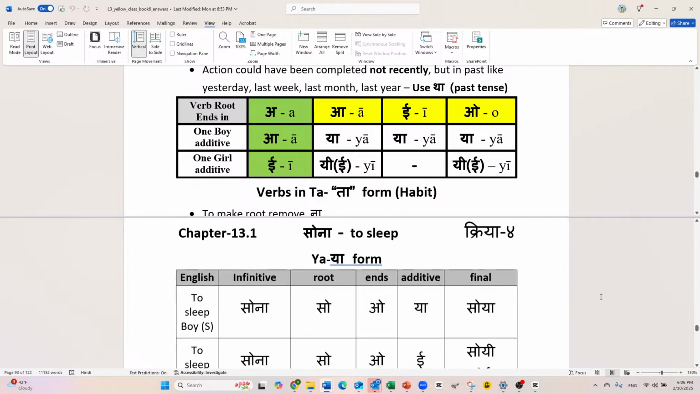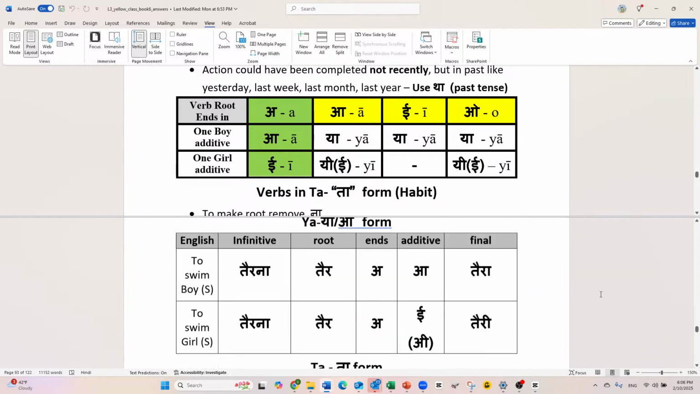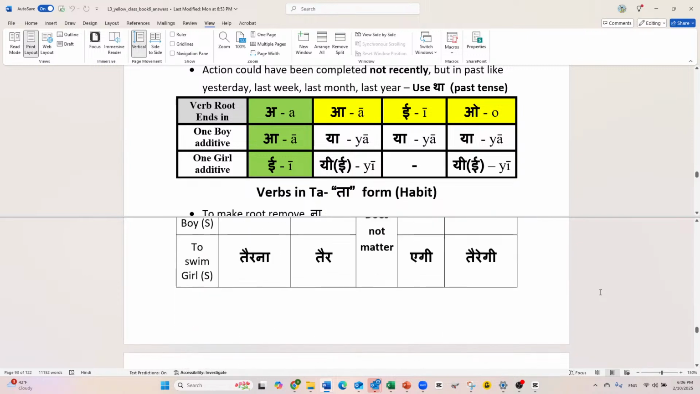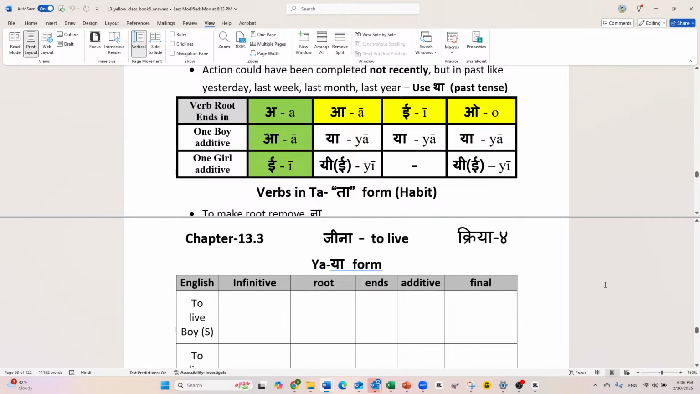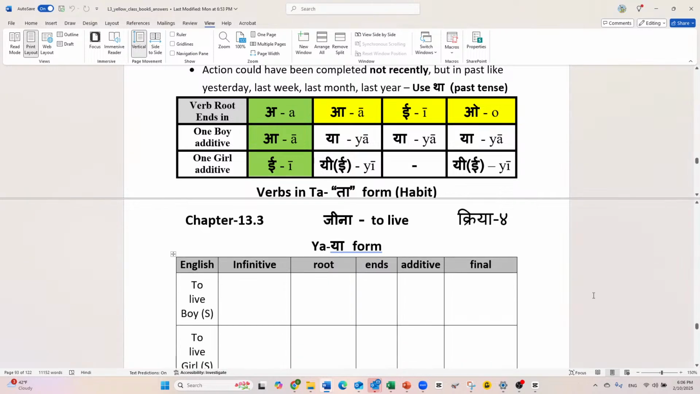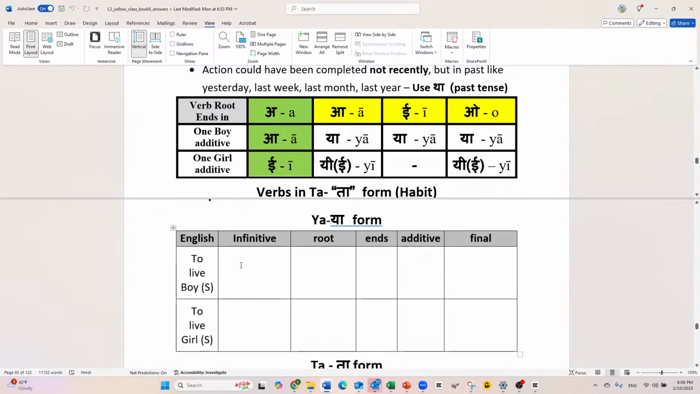Last week we already worked on sona and then Terna. So today we are going to work with Jina, which is on page 188. Prahlad, do you have your book with you? Yeah. Okay, so Prahlad, you are going to help me do this. The infinitive verb is Jina, which means to live.